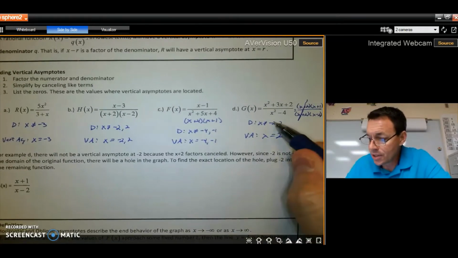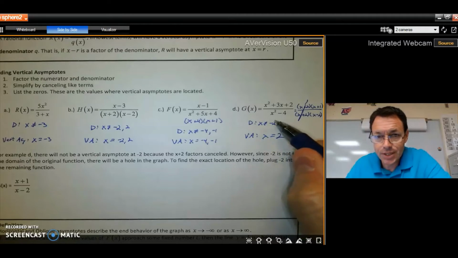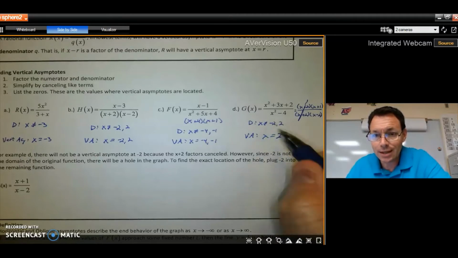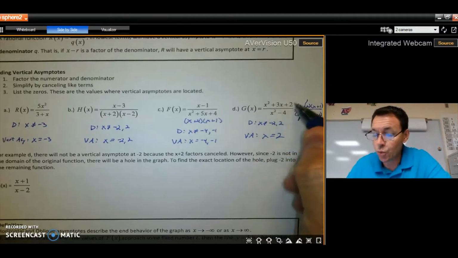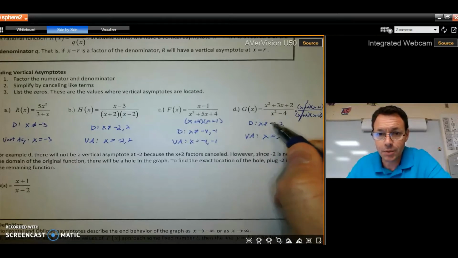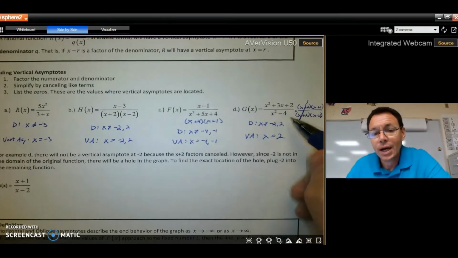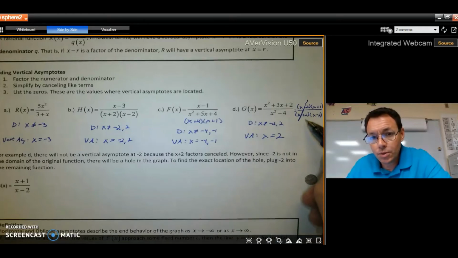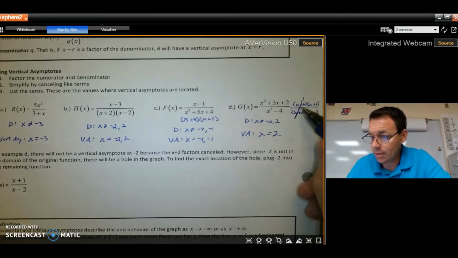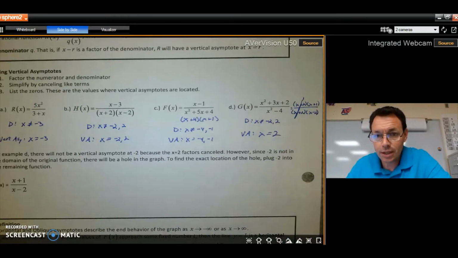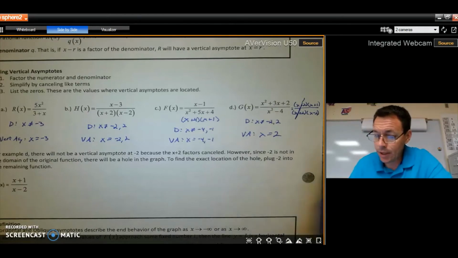Now, we still have an issue with this -2. This -2 is still a number that we are not allowed to plug into this original function, okay, because it would create a 0 in the denominator. However, in this new function that we created by canceling, you could put the -2. And we're going to do that, and I'm going to show you what we're going to create.